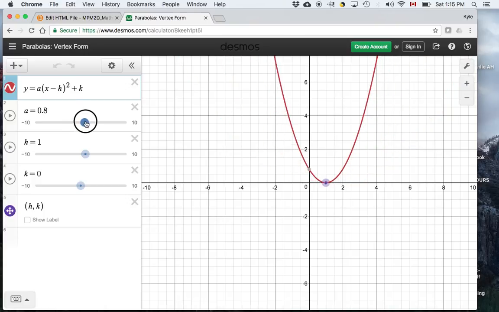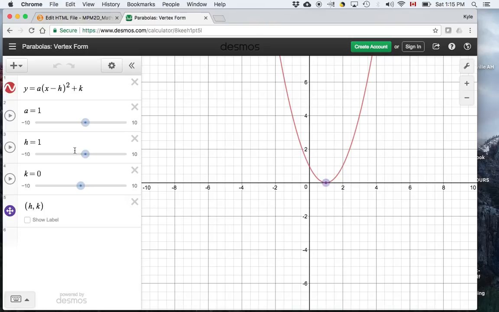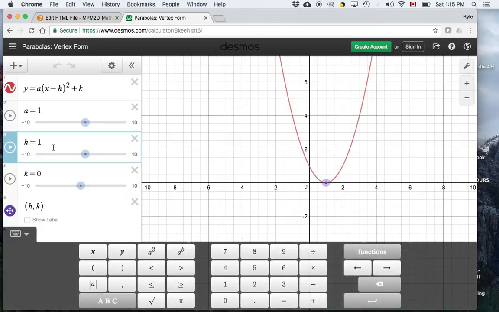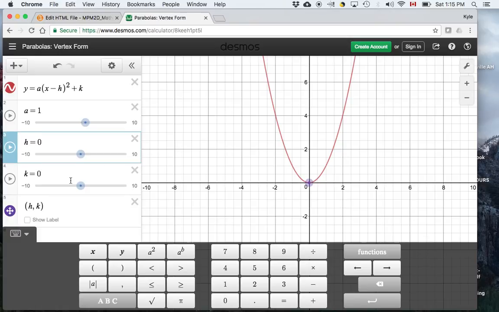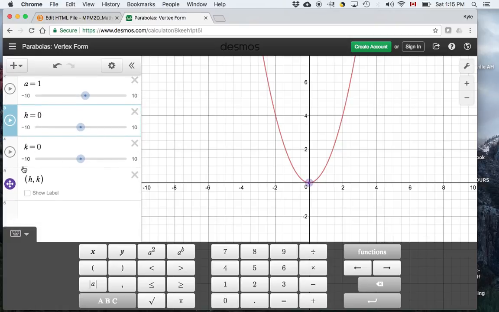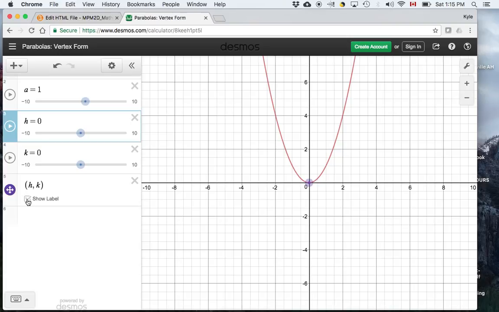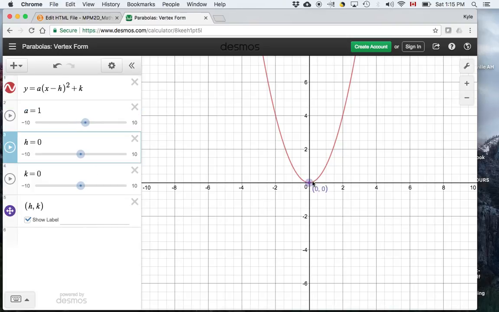Okay, so let me set that one back to 1, and then we'll look at what happens with h. Right now the h value is 1. Let me go ahead and set that to 0. And while I'm working on this, I'm also going to point out the point of the vertex, which is h comma k. I'm going to show that label by clicking this box. And now over here it says the vertex is at 0, 0.